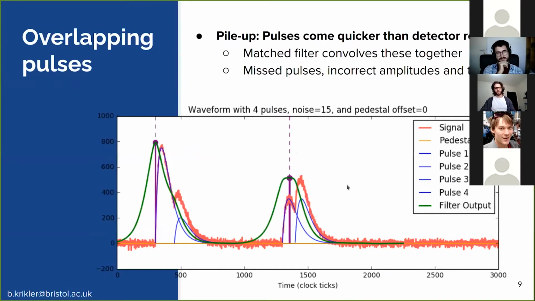Now there's a challenge here, which is that very often in our detectors, you may have 2 pulses arrive in a very short amount of time, too short for the detector to have finished responding to the previous pulse. And so the second pulse rides on the tail of that first one.